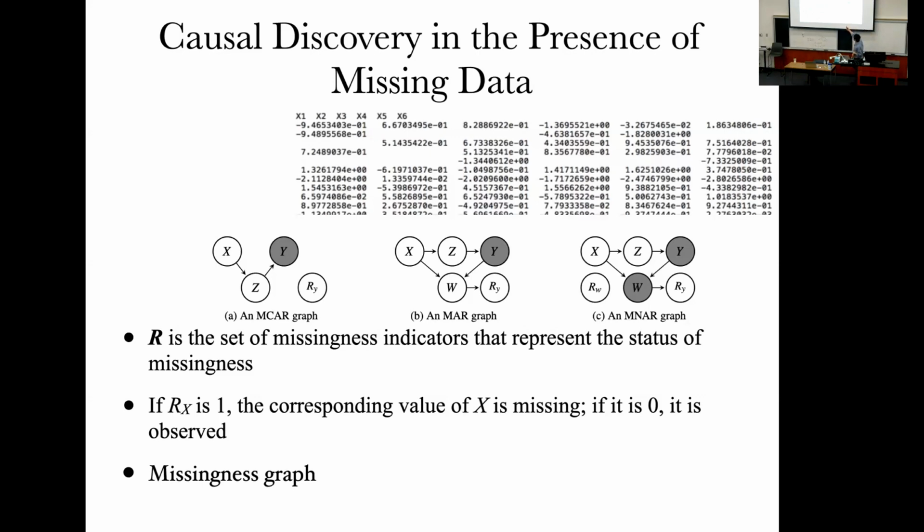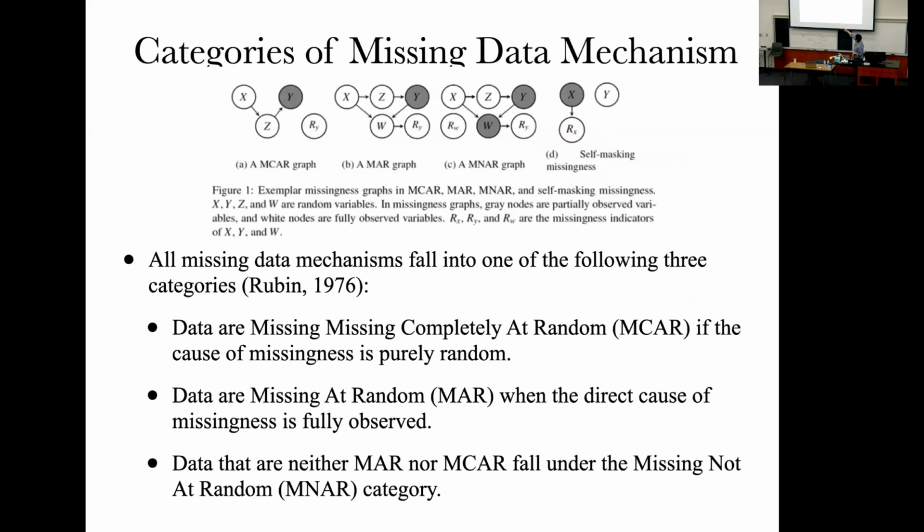Then we can have those three types of missingness. This is missing completely at random. Here you have the missingness indicator for Y. As you can see from here, the cause of missingness is purely random. So this node is not adjacent to any of those variables because it's independent from all of them. It's completely at random. Good. As you just mentioned, if that's the case, it's simple. I can just ignore those missing entries, right?